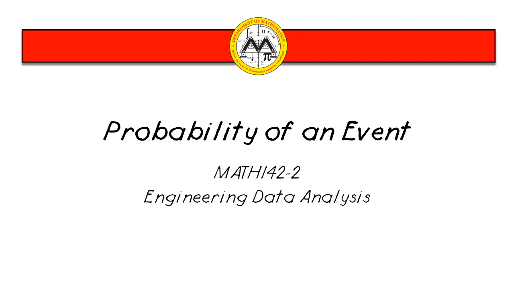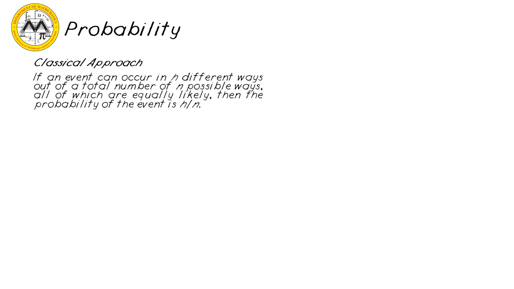In this video, we're going to introduce the concepts of probability. There are two approaches in solving for the probability. The first one is the classical approach. Classical approach assumes equal likelihood of occurrence. If an outcome can occur in h different ways, out of a total of n possible ways, all of which are equally likely, then the probability of that event is h over n.